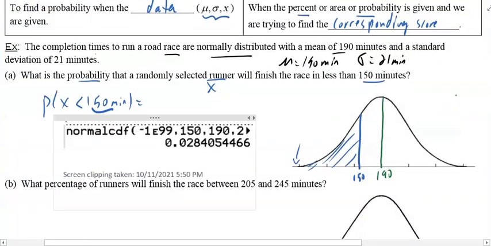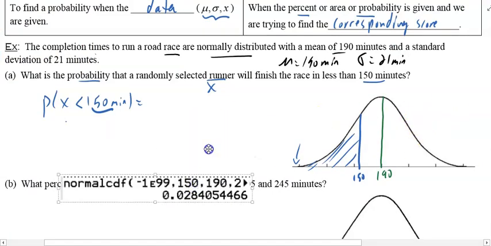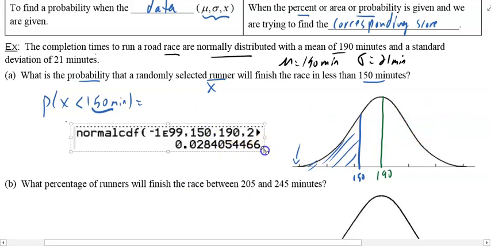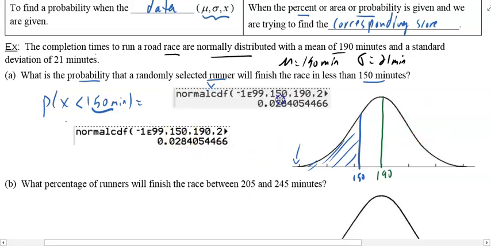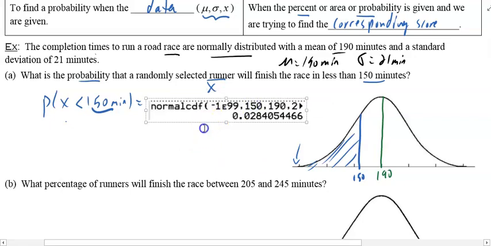Got it. That's all we have to do. And that's how we solve probabilities and really very complex problems by simply using the technology. What's the catch? You need to know which distribution to use and how to use the technology. And what does your answer mean? This is a 2.841% chance of that happening.